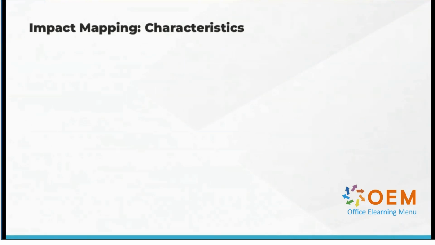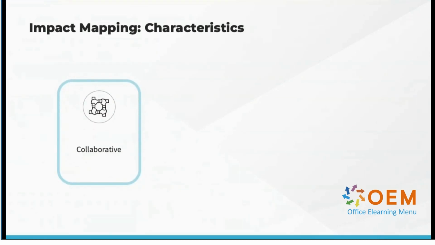In this video, I'm going to dive deeper into impact mapping by breaking down its characteristics and how you create an impact map. An impact map is a collaborative tool that brings a potentially diverse group of people, such as developers, stakeholders, administrators, etc., together to come up with a map for a product or project.